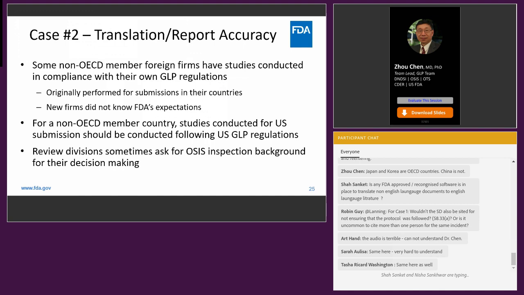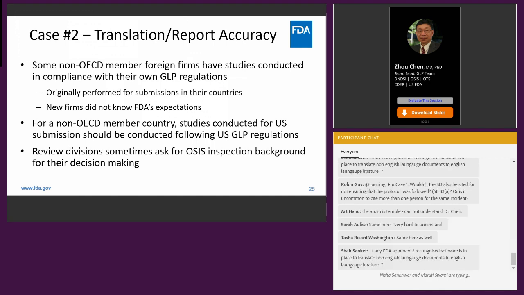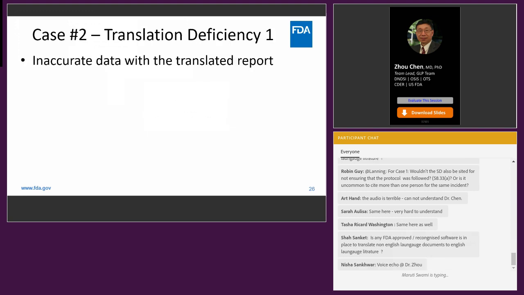CDER review divisions sometimes ask OSIS for inspection background for their decision making. Here is deficiency 1: inaccurate data and errors in the translated report.